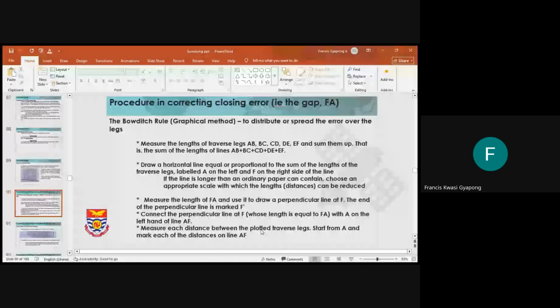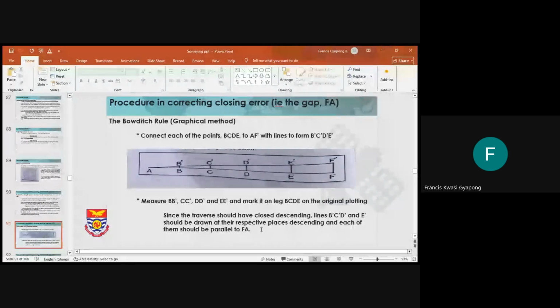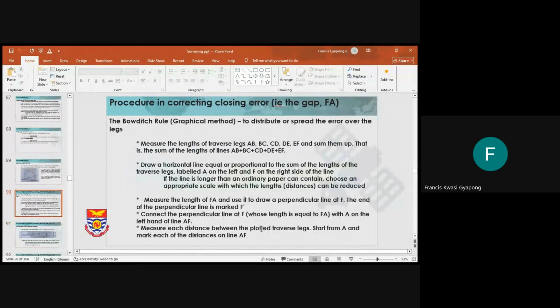Yesterday, before we closed, I told you to go and try your hands on the first plotting we did. And I even mentioned that if yours was missing, go and redo it. If yours was not properly done, go and redo it, and so on. I hope you have done that, because that is what we are going to use for, at least, this first attempt. So you need to correct your traverse or adjust it.